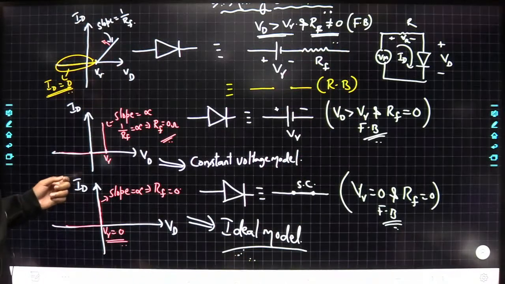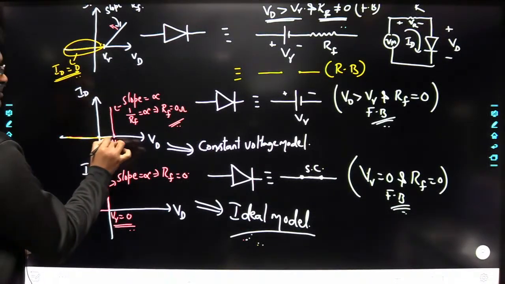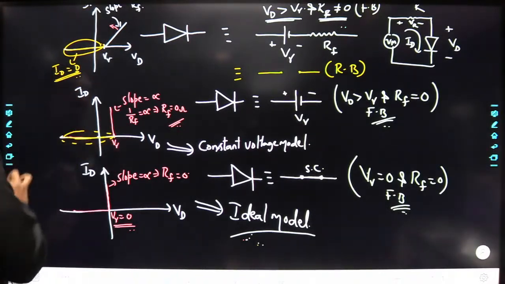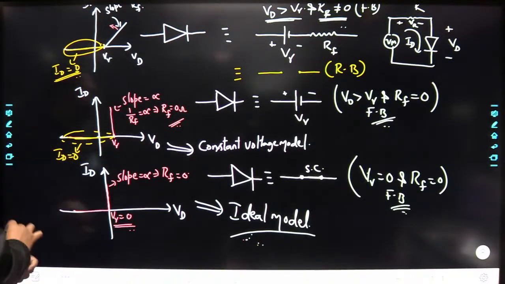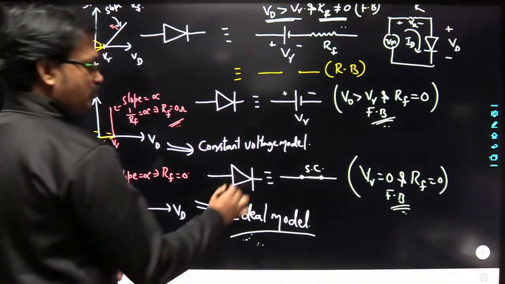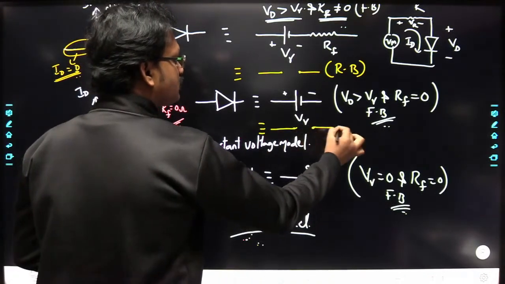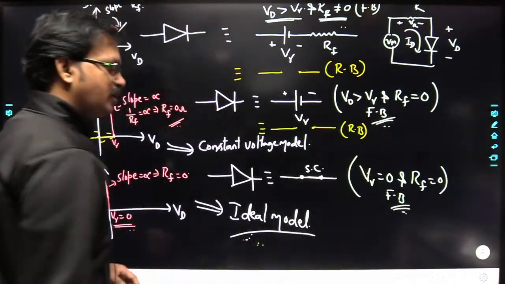Similarly here also, if the voltage is less than V gamma, if it is operating in this region, then ID is equal to 0. That means there is no current through the diode. So in this case also you can replace the diode with an open circuit. That is reverse bias.